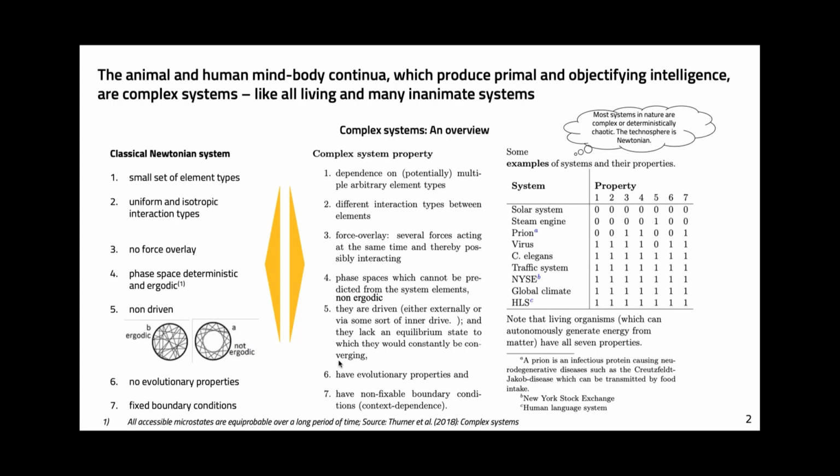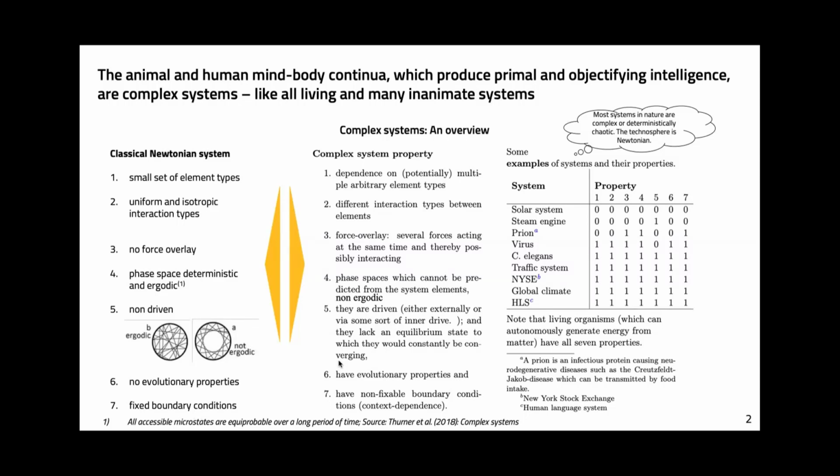And drivenness means that there's a flow of energy flowing through the system all the time, and that this energy is dissipating. And they lack an equilibrium state to which they would constantly be converging. So a driven system doesn't come to equilibrium. It always goes on. But when an organism dies, then it stops being driven, and then it also converges towards an equilibrium state, which is in this case entropy.